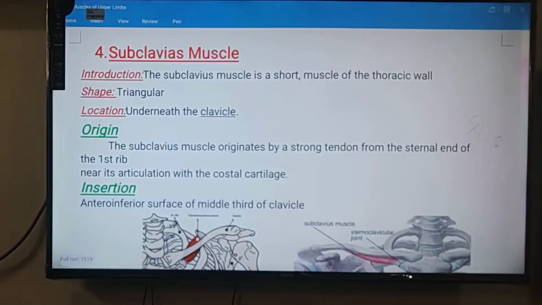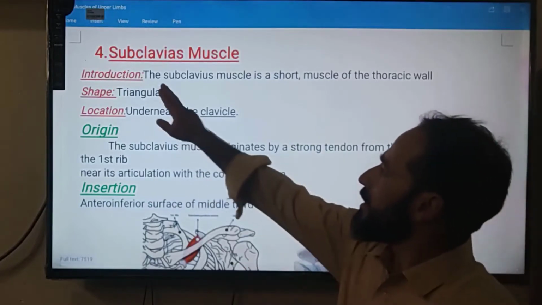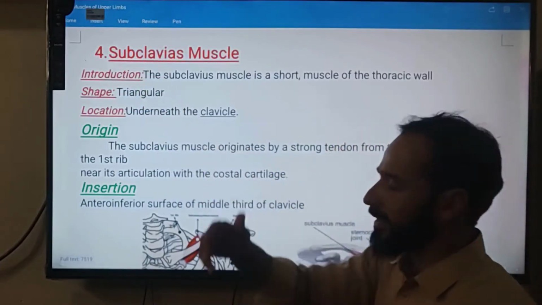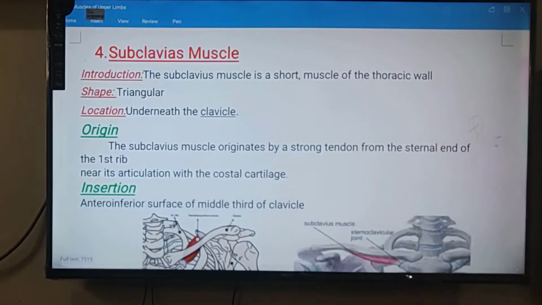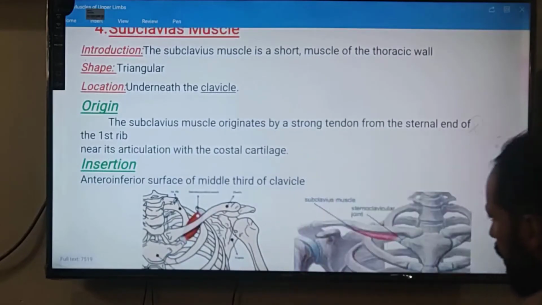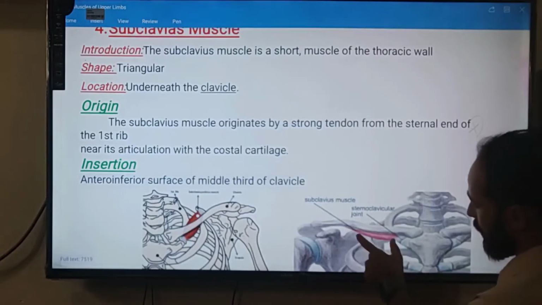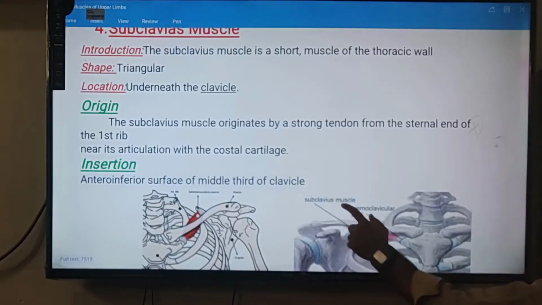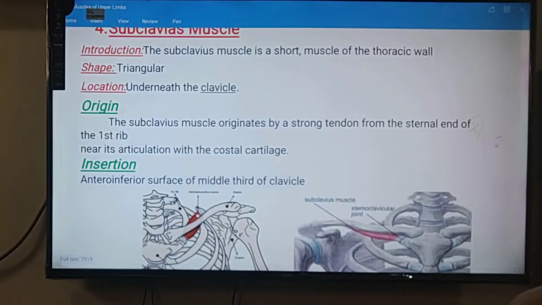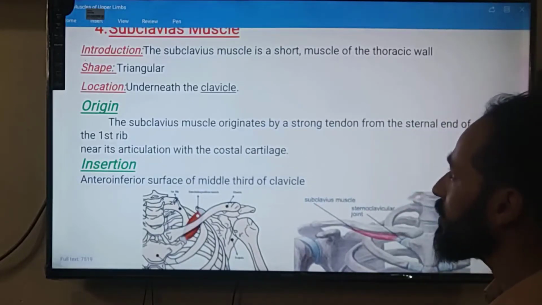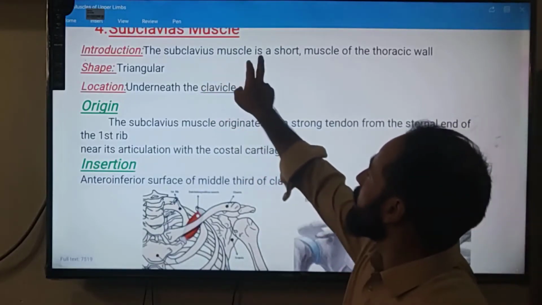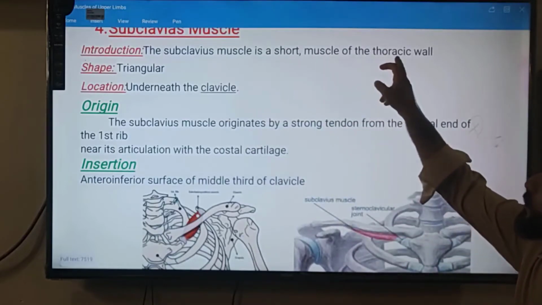So subclavius muscle, sub means below, clavius means clavicle bone. Here you can see this is your clavicle bone. Beneath the clavicle bone there is a very small muscle and that is called subclavius muscle, right? So the subclavius muscle is located beneath the clavicle. The subclavius muscle is a short muscle of the thoracic wall.